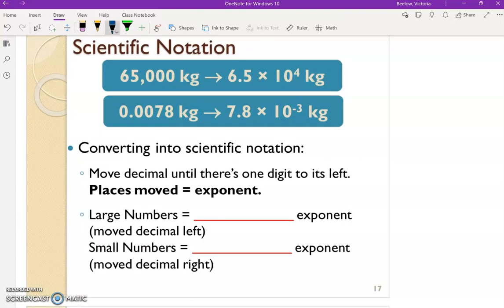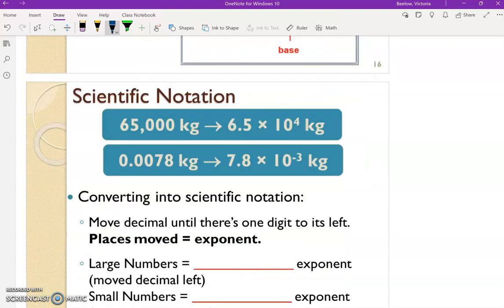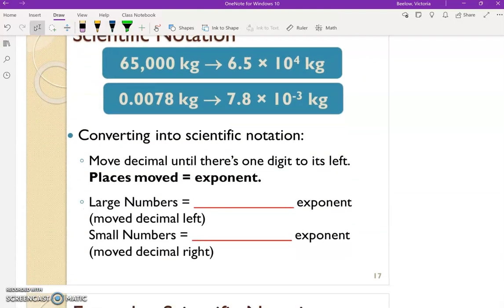So if I have, like you saw up here, this exponent, that n value was a positive number, okay? So that's for really, really big numbers. So large numbers will have a positive exponent, okay?